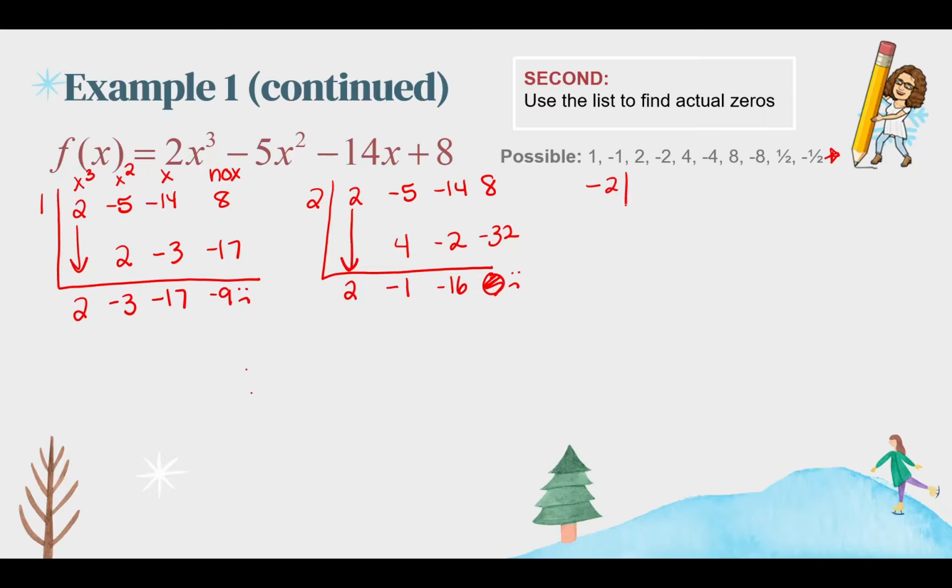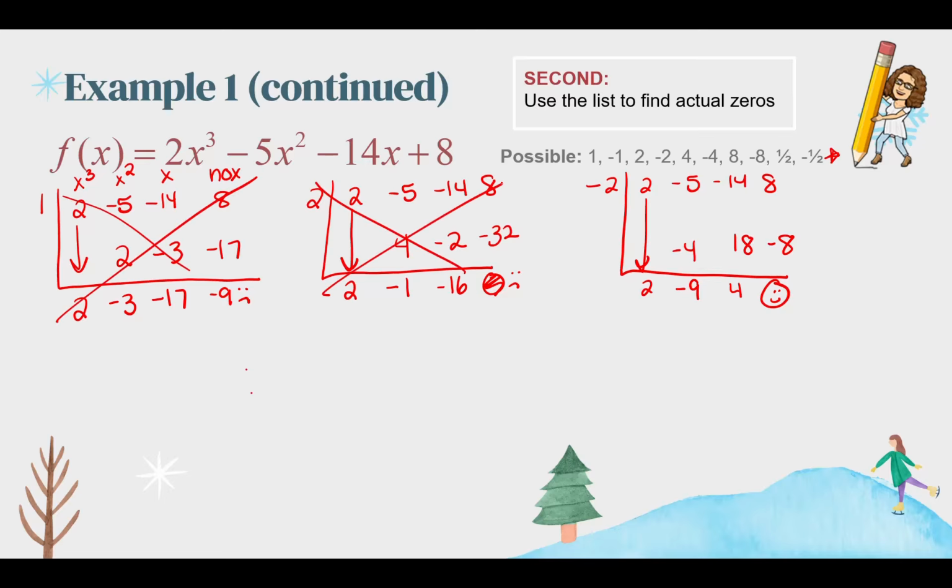Let's try -2 this time. 2, -5, -14, 8. Drop the 2. I get -4. That is a -9. That is 18. 4. Ooh, guys, guess what? We got a 0. Whoop, whoop. So these two options, bad ideas, right? So I'm going to retranslate this. This is 2x squared minus 9x plus 4.